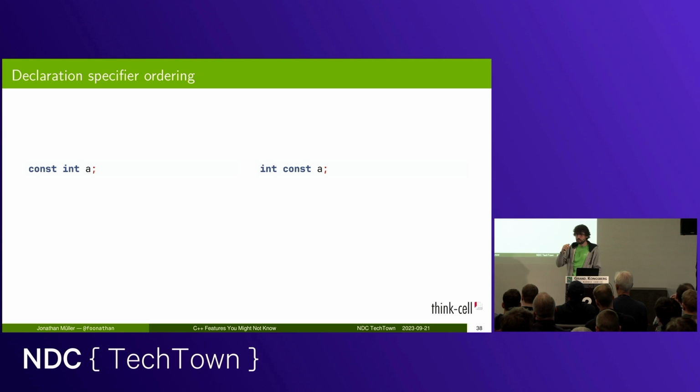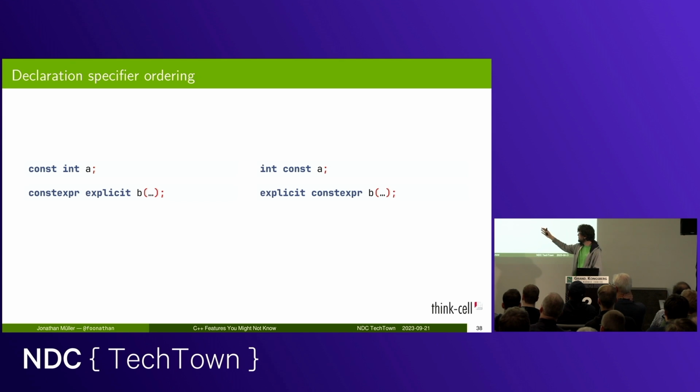So, east const versus west const, right? We've got declaration specifiers, const and int, and we can write const int or int const. We can also write constexpr explicit or explicit constexpr. But for some reason, there is no big divide in the community which one is correct, because I don't think anybody remembers which way they put it. They just write whatever they think at the moment. But both are valid. Same with unsigned. You can have east unsigned or west unsigned.